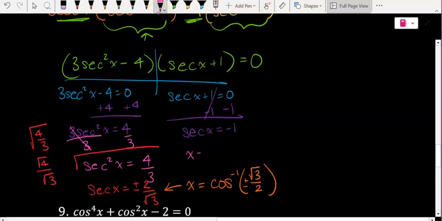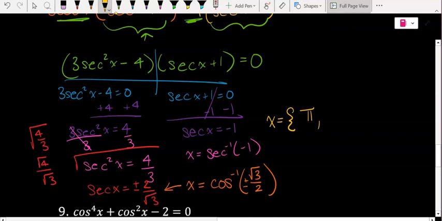And so when I do this one, I'm looking for the inverse when secant is equal to negative 1. Or also, the reciprocal of negative 1 is negative 1. So when does cosine equal negative 1? So my final and complete answer, if I write this out, I have x equals, so cosine equals negative 1 at pi, and only at pi.